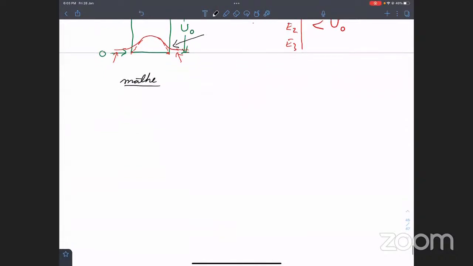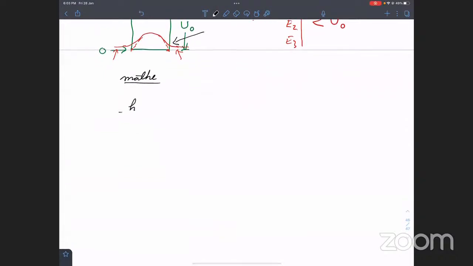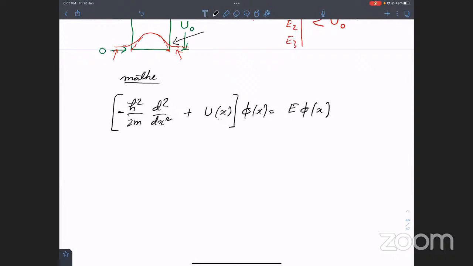Great. So we can go back to our Schrödinger's equation, the time independent one, with a time invariant potential well. This is not varying with time. Minus h bar squared by 2m d squared phi by dx squared plus U of x phi of x is equal to E phi of x. We're going to do something with it. What are we going to do?